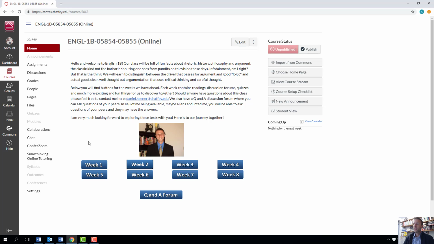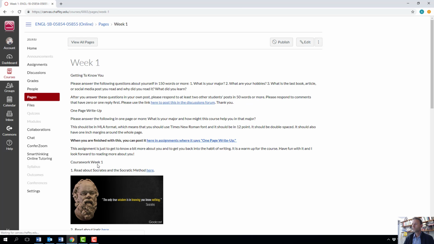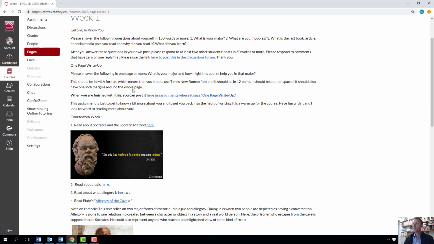Okay, now let's take a look at the pages themselves. So here's week 1. Let's click on that. And like I said, it will walk you through each step of the process. Whenever I mention that something is going to be due, I have a hyperlink to where it's due. Okay, so that redundancy allows you plenty of opportunities to go back and click on where you're supposed to submit that assignment.